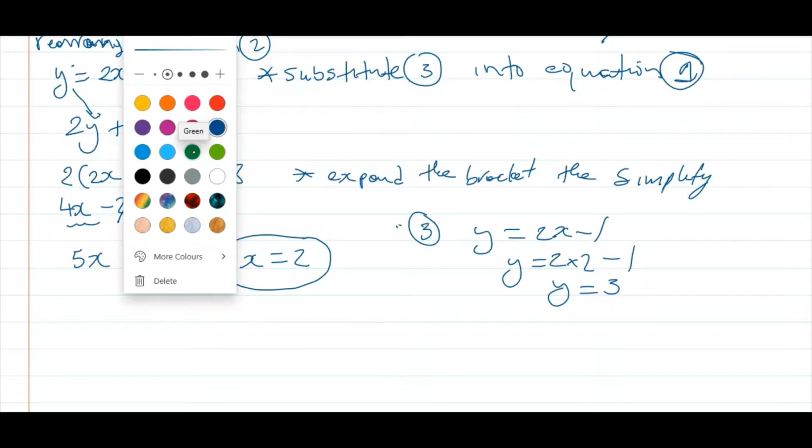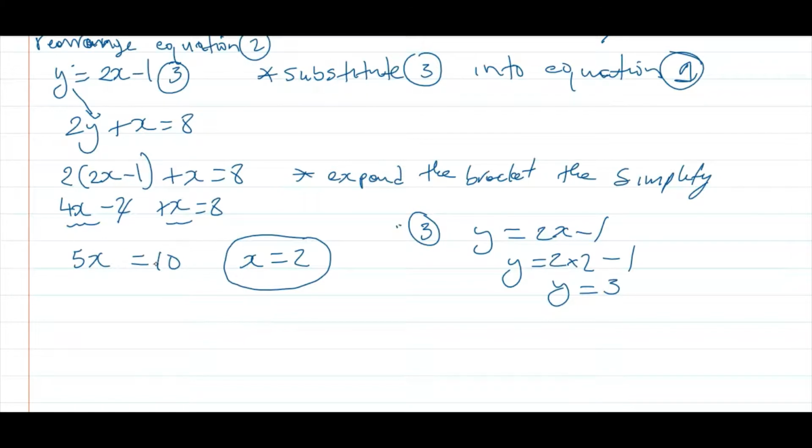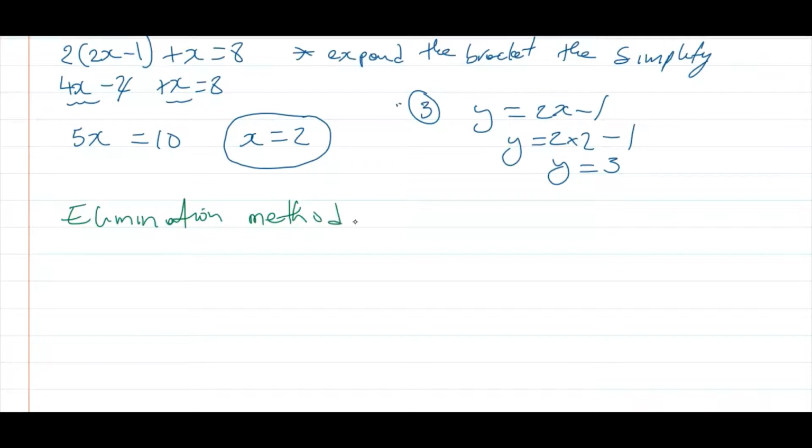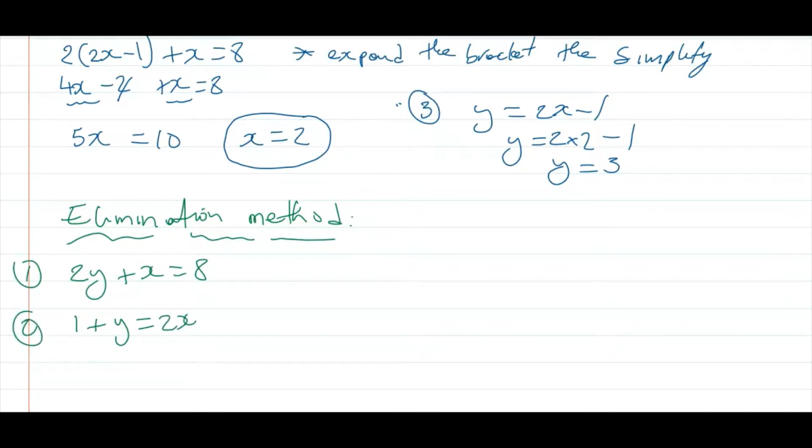Now we're going to do the elimination method using the same example of equations. I'll give some rules to remember at the end. I'm going to write down the equations again. 2y plus x equals 8. 1 plus y equals 2x. That was equation 1. This is equation 2.